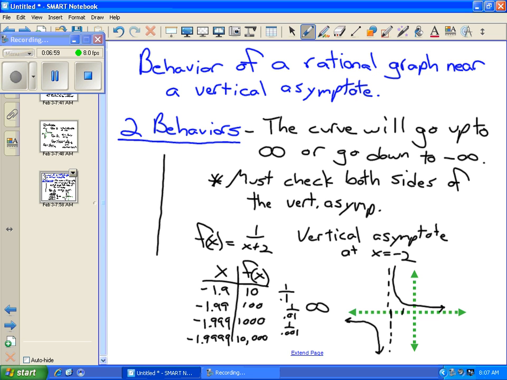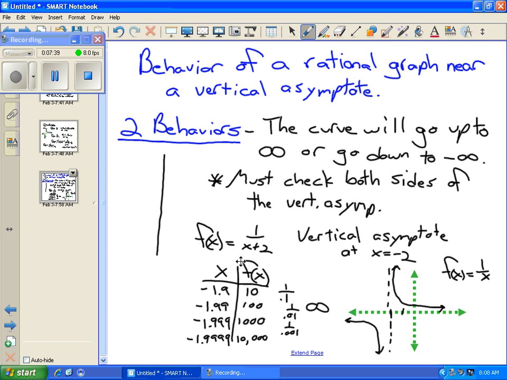These are really rough sketches, but you get the general picture of what's going on. This is just shifted over 2 spots, but it behaves just like f of x equals 1 over x, except it's shifted to the left 2. There is a horizontal asymptote in this graph as well. We'll talk about that at a later time, but that's also part of this section that we're going over as far as asymptotes. I just wanted to cover the vertical asymptotes today, and we'll do horizontal asymptotes later.